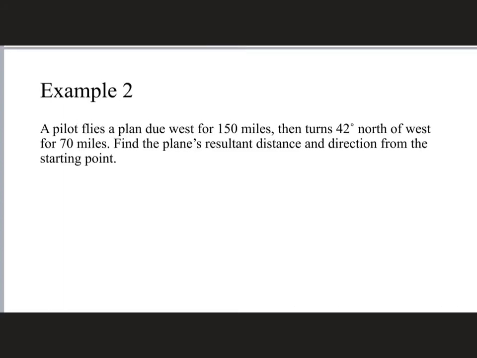Okay, the remainder of examples that we're going to cover is what happens when you start to combine vectors or vector motion. Okay, for this example, we have a pilot that flies a plane due west for 150 miles, then turns 42 degrees north of west for 70 miles. Find the plane's resultant distance and direction from the starting point. Okay, so the first thing I'm going to do is set up my compass.